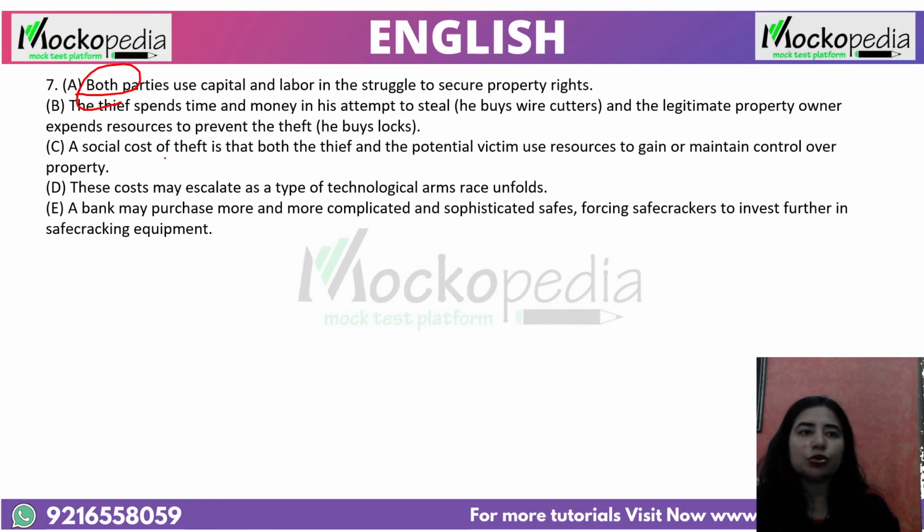Let's see. A social cost of theft is that both the thief and the potential victim use resources to gain or maintain control over property, right? So now the story must be getting clear to you. So you can see here we are talking about both the thief and potential victim. Now after C, A can come, both parties use capital and labor, and how both parties use capital and labor, that's B explaining, right? So we can very easily come to the conclusion that A and B can be good mandatory pairs. So let's further proceed.